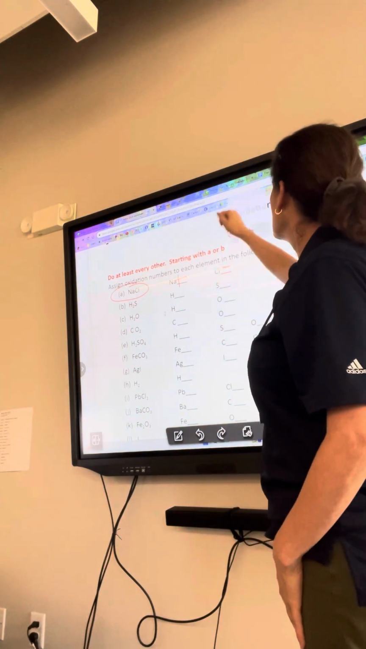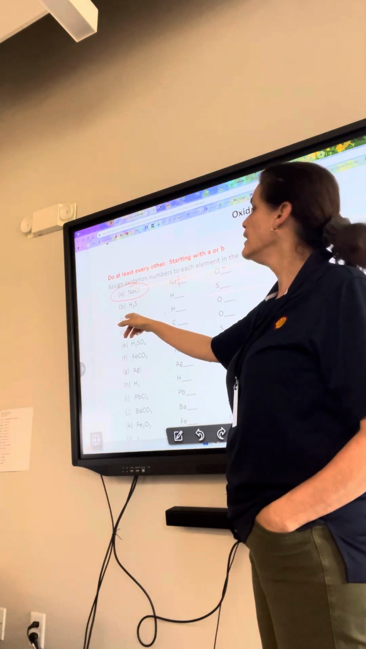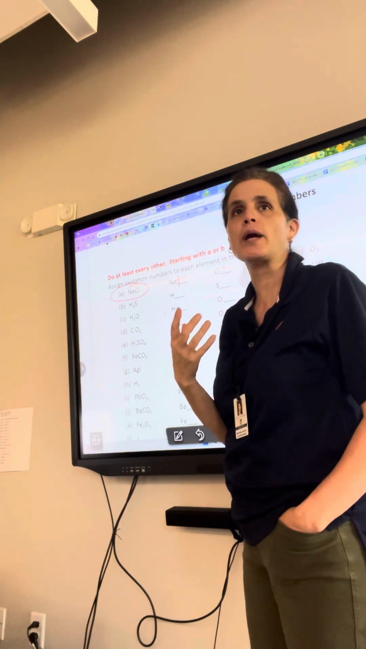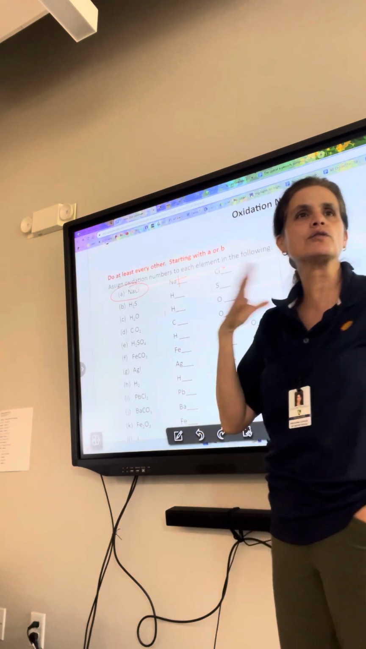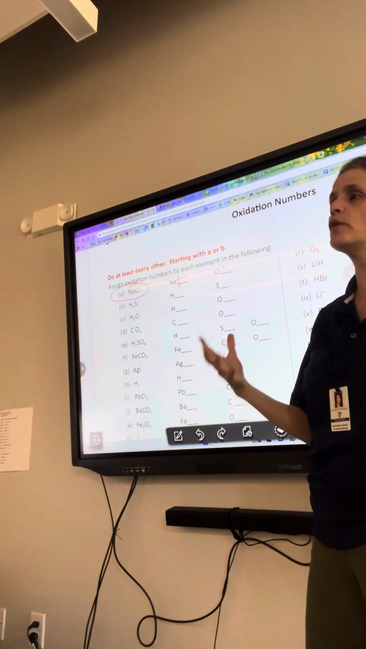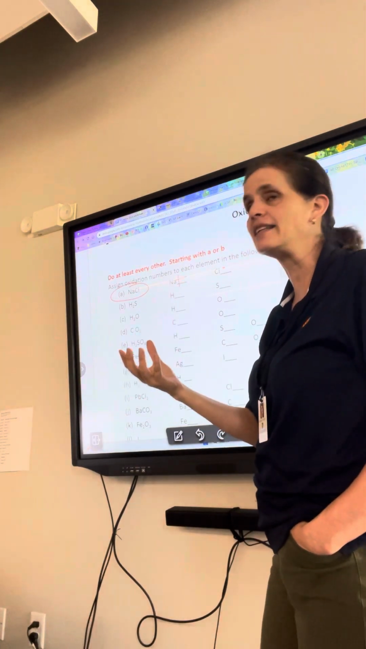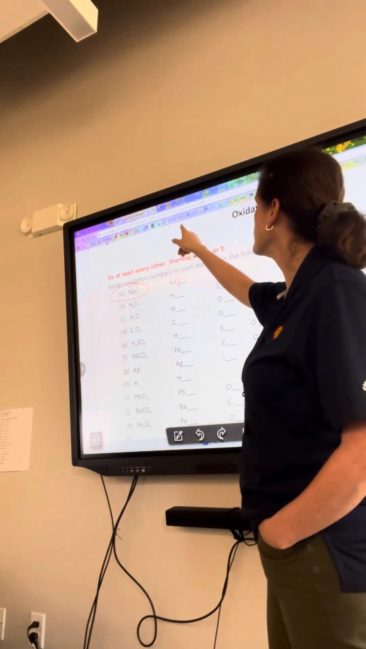But if you have something like H2O, in here what's happening, the electrons are being shared. So they don't have a charge. The electrons are being shared. But in order for us to be able to do redox reactions, we're gonna assign charges to those. And we go by the rules that we talked about last time.